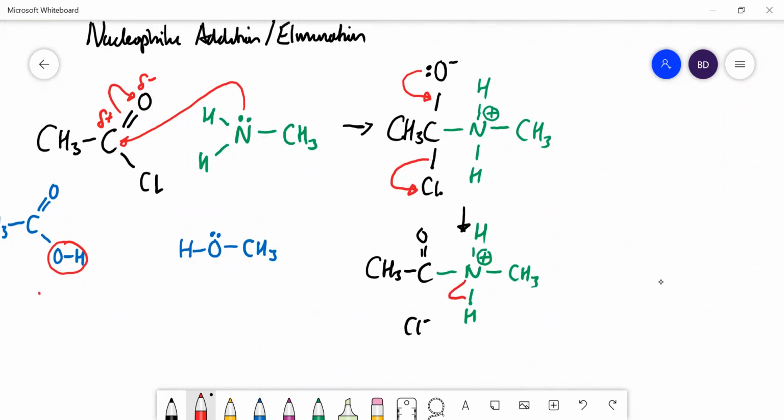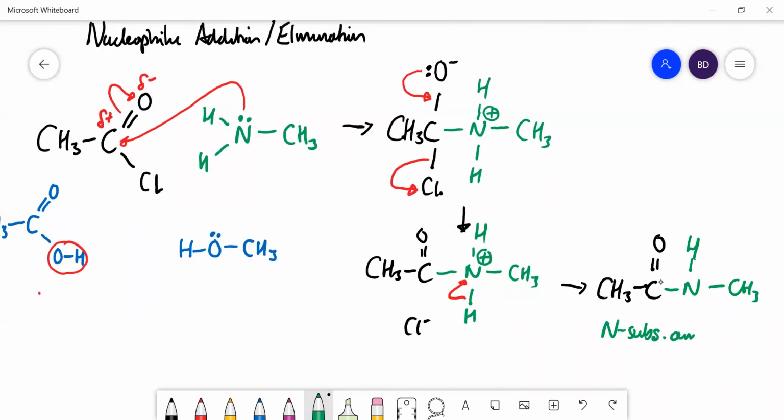So that pair of electrons is going to go back to form a lone pair, and we've lost one of the hydrogens. I should draw it. Okay, and that is now an N substituted amide. That is the nucleophilic addition elimination.